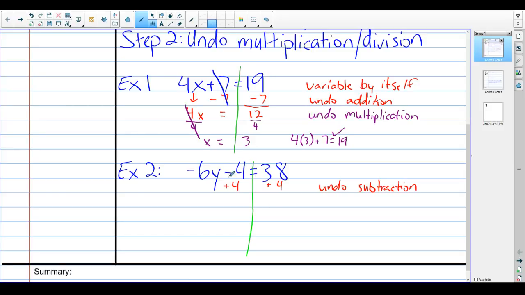Okay. Negative 4 plus 4, this cancels out. Over here, this is math we can do. 38 plus 4 is 42. This negative 6y we didn't touch yet, so we just bring it down. Okay. So negative 6y equals 42. And then we're going to, just like last time, undo multiplication.